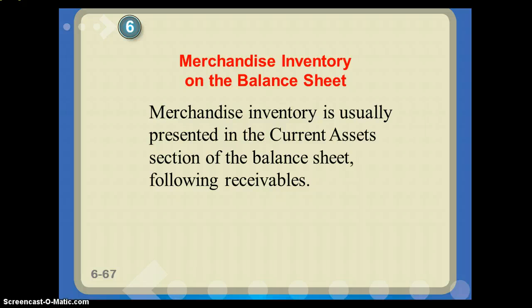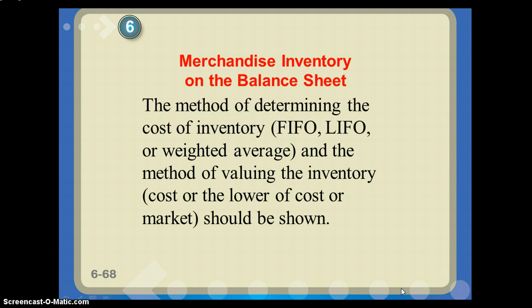Merchandise inventory is usually presented in the current assets section of the balance sheet following receivables. Merchandise inventory we know is an asset, and it's a current asset because we don't plan on keeping our inventory around very long. We want to sell inventory. The more quickly, the faster we sell it, the better. So we consider it a current asset on the balance sheet.